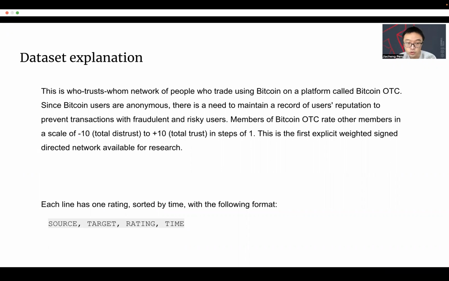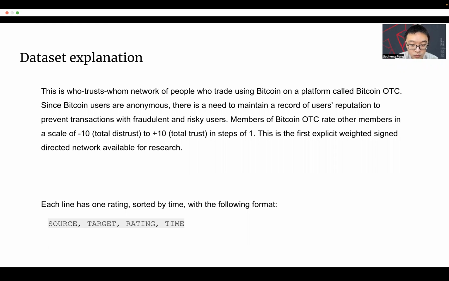So this is a who-trust-whom network of people who trade using Bitcoin on a platform called Bitcoin OTC. Since Bitcoin users are anonymous, there is a need to maintain a record of users' reputation to prevent transactions with fraudulent and risky users. Members of Bitcoin OTC rate other members on a scale of -10 to +10 in steps of 1. This is the first explicit weighted sign-directed network available for research.